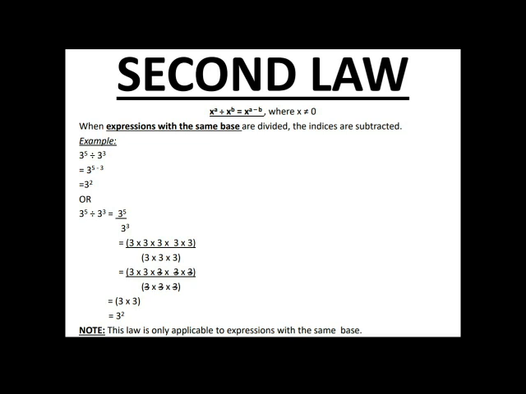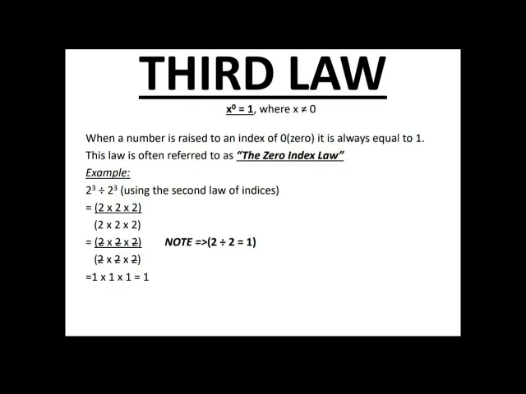And equally going through this with another format, we have 3 raised to the power of 5, which is 3 multiplied by itself in 5 different places, divided by 3 multiplied by itself in 3 different places. The 3 places in the numerator cancel out with the 3 in the denominator to give us 3 in 2 places, which is 3 raised to the power of 2. Just as the first law is applicable to expressions with the same base, the second law is also applicable to expressions with the same base. You cannot use this law for expressions with different base.